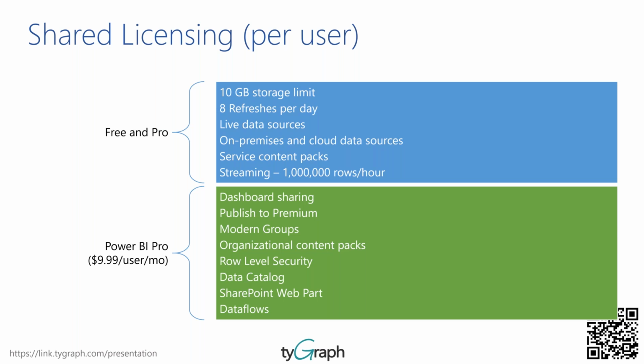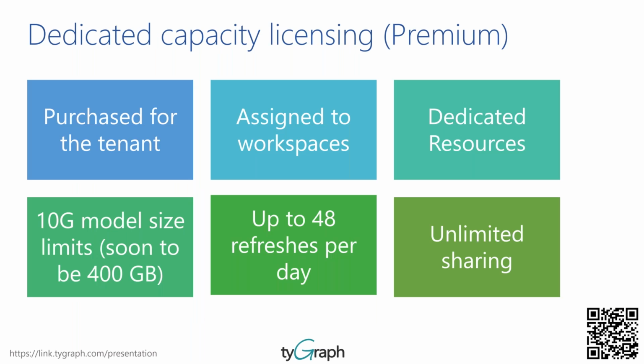Free and Pro cover user licensing, and dedicated capacity is something the enterprise buys. It's not really a licensing model. But when we have dedicated capacity, in essence, we're buying virtual machines and CPU cycles and memory in Azure. And when we tie a workspace to this capacity, suddenly you can share with whomever. So the person consuming the report no longer needs a license to consume the report. You still need a Pro license to publish it, but the consumer does not need it.